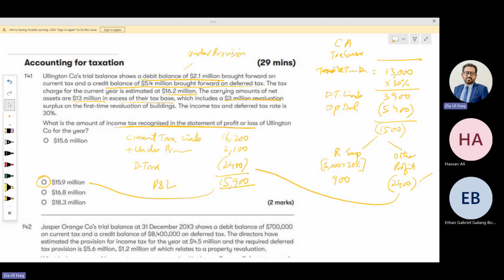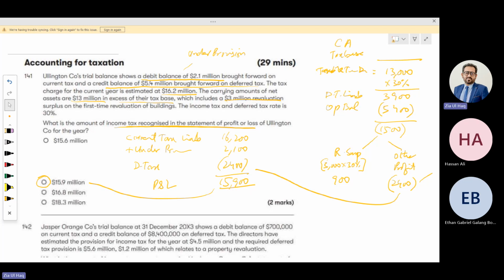What is the carrying amount? What is the tax base? What is the difference? In this question, they have provided you the difference. Positive means taxable temporary difference. Multiply by tax rate, deferred tax liability. If negative amount, deductible temporary difference. Multiply by tax rate, deferred tax asset.